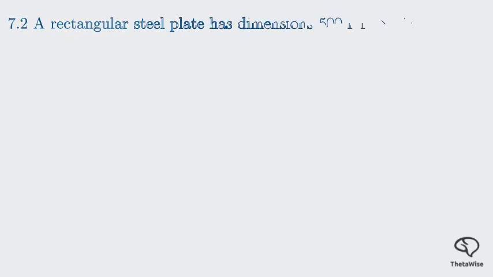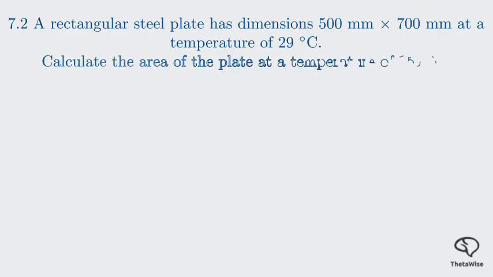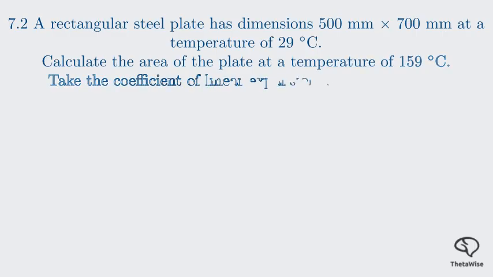Moving on to question 7.2. The question reads, a rectangular steel plate has dimensions 500 mm by 700 mm at a temperature of 29 degrees Celsius. Calculate the area of the plate at a temperature of 159 degrees Celsius. Take the coefficient of linear expansion as 13 times 10 to the power of -6 per degree Celsius. This is a problem of thermal area expansion.